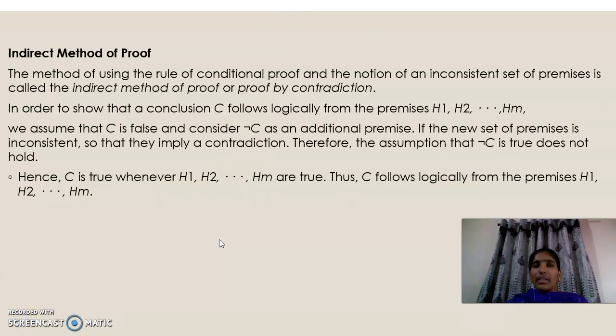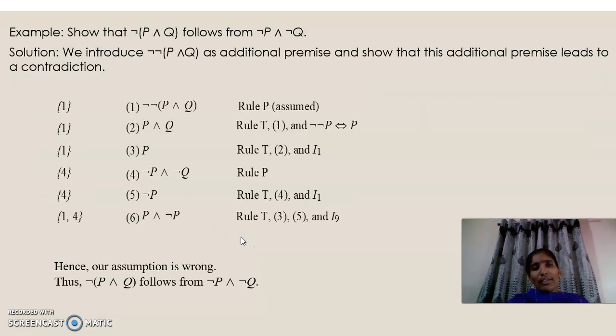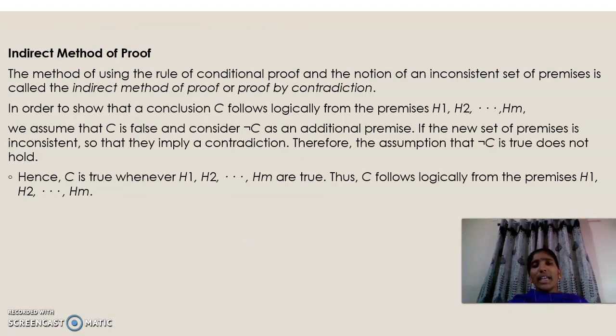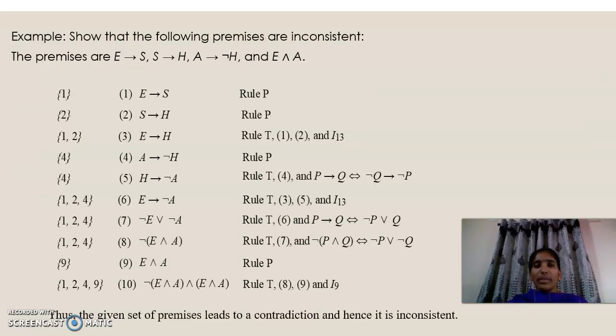So after consistency and inconsistency, we have another method in rules of inference, the indirect method of proof. In the indirect method of proof also we have the premises and conclusion. Here directly we can take the negation of the conclusion. Directly you have to take, as the first step only, the negation of the conclusion. We can take it as an additional premise.